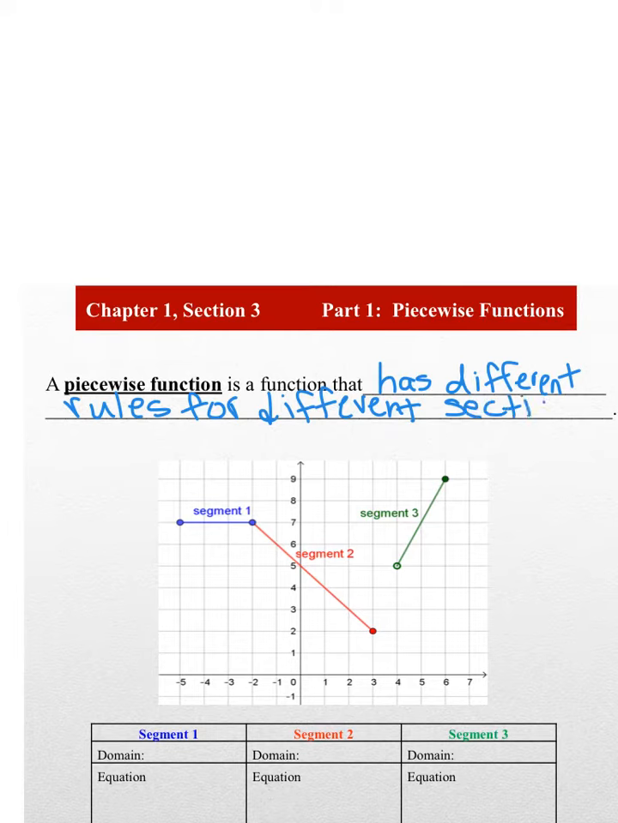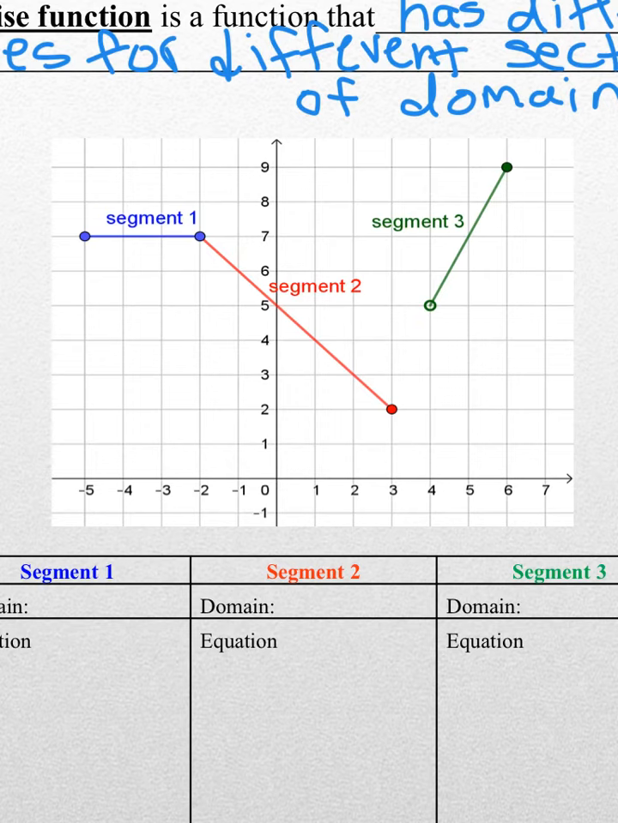By the textbook definition, the way we always describe different intervals of a function is with the domain. So I'm going to say different rules for different sections of domain. Piecewise functions are actually used more in real-world applications than other functions, one of them being volume pricing. In other words, the higher the volume that you buy of a particular thing, you tend to get a lower unit price for that. And that would be described as a piecewise function.